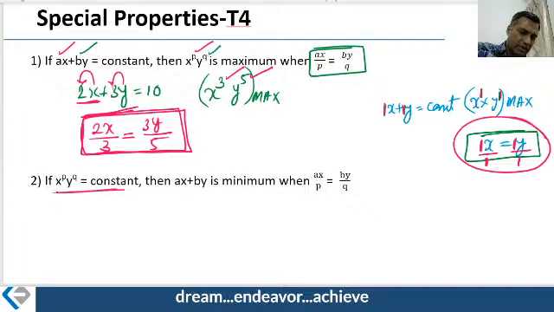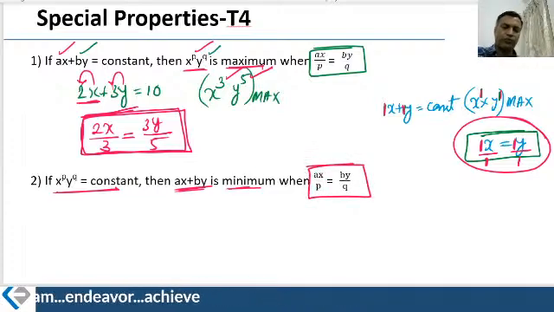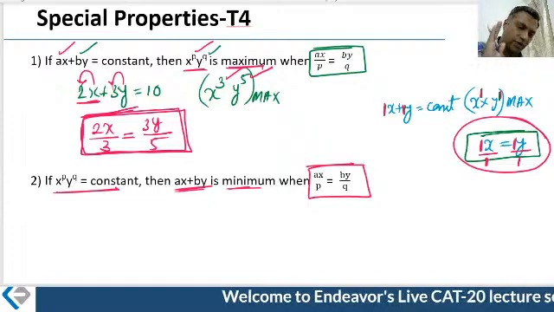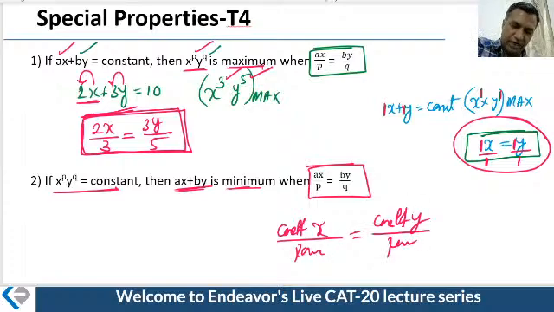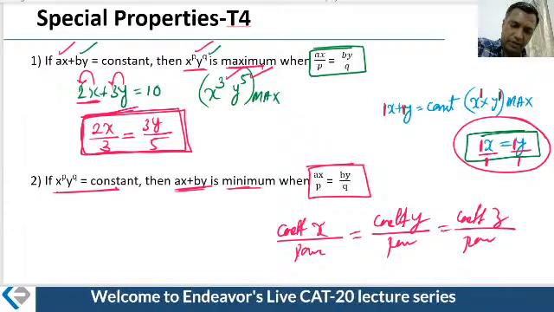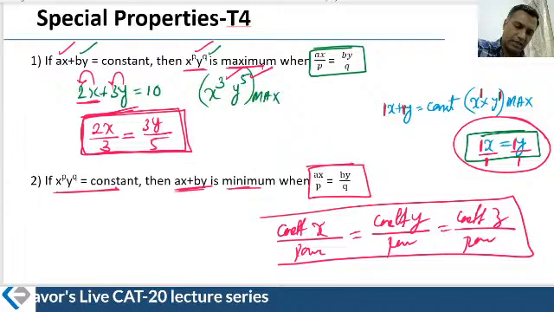Similarly, if the product is constant, the sum would be minima. Just like the product is maxima, the sum is going to be minima. What condition? Same condition. Coefficient of x divided by the power of x. Write x here, write its coefficient, divide by its power. Equate it. Write y here, multiply by its coefficient, divide by its power. Write z here, write its coefficient and divide by its power. This is the condition.